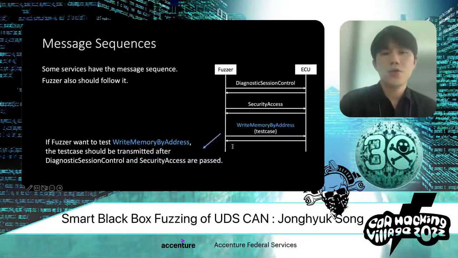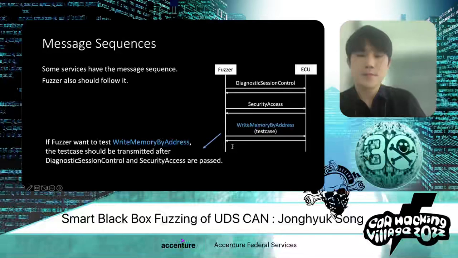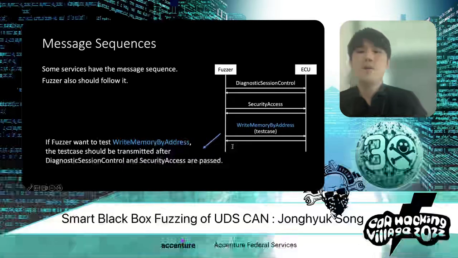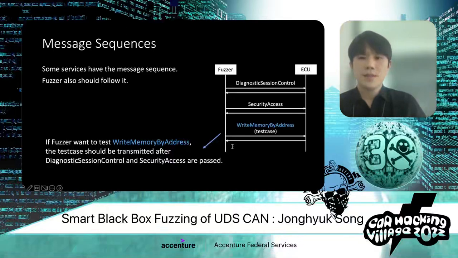Next, Fuzzer should consider the message sequence when it generates test cases. Some UDS services have a message sequence. It means that there are some services that should be processed before the target service is requested. Fuzzer should follow the message sequence. For example, if Fuzzer wants to test write memory by address service, the test case should be transmitted after both diagnostic session control and security access are passed.